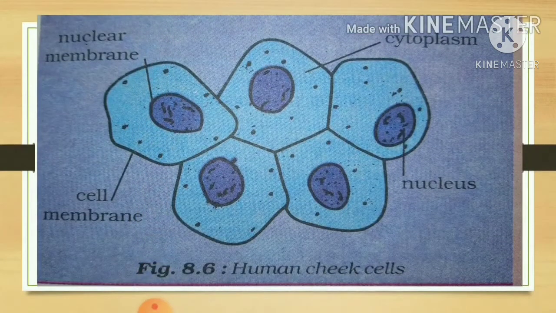First, see figure 8.6. It is given in your textbook page number 95, figure 8.6. You can see here the diagram or the structure of a cell. The purple color is the nucleus. The sky blue color portion around the nucleus is known as cytoplasm. And the black color boundary is the cell membrane. These are the basic three main components of the cell.